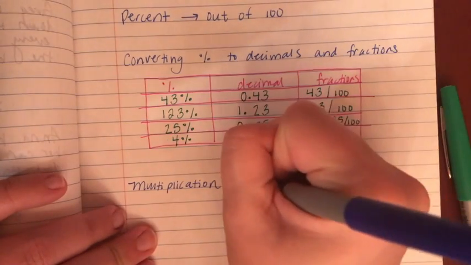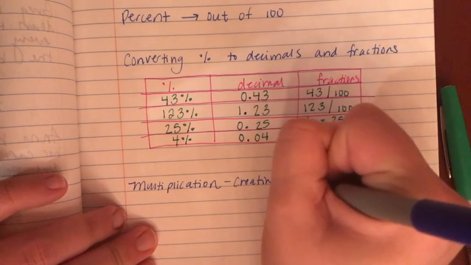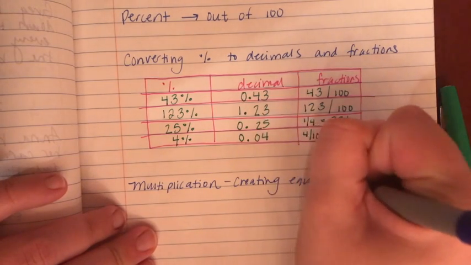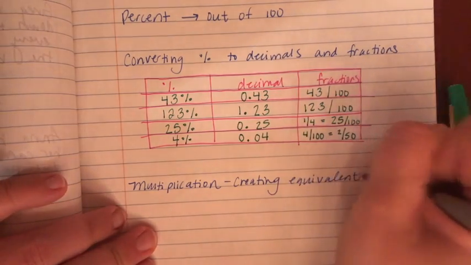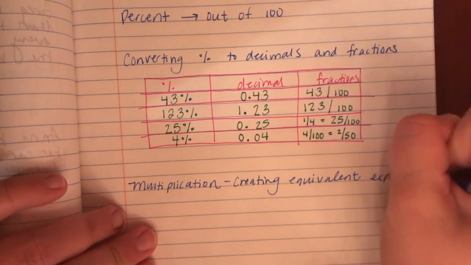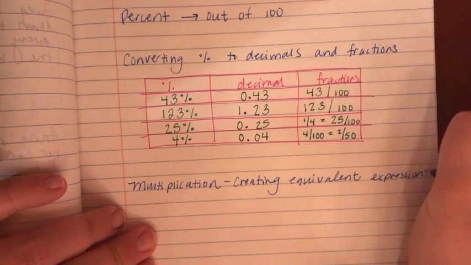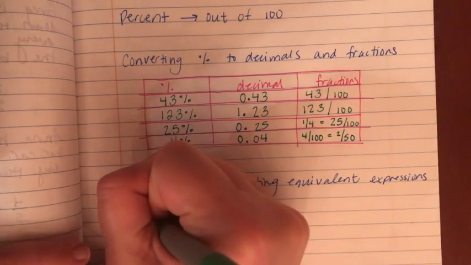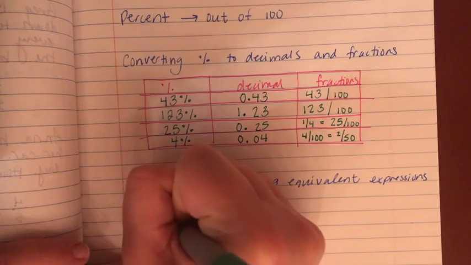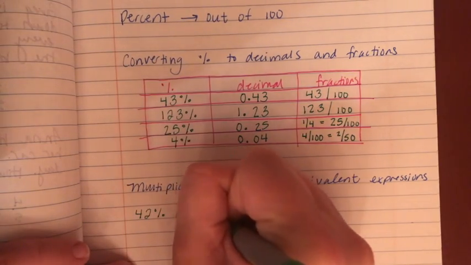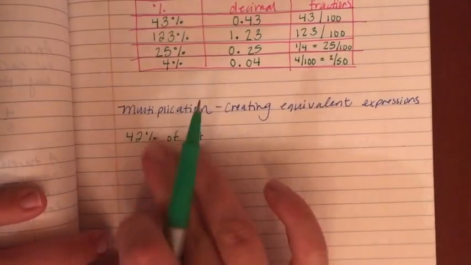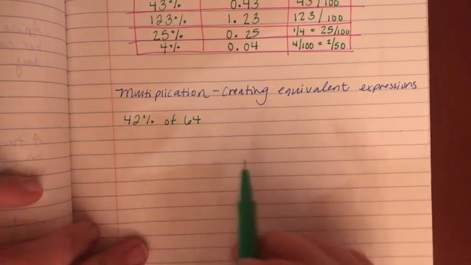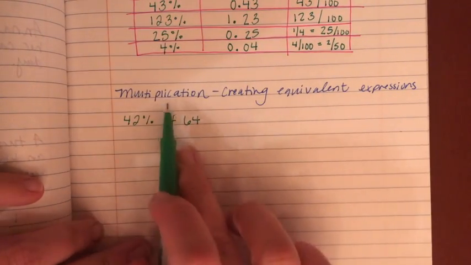And creating equivalent expressions. So let's say that you were given something like 42% of 64. And you were given a list of all these different expressions, and you were asked which one's equivalent to this.